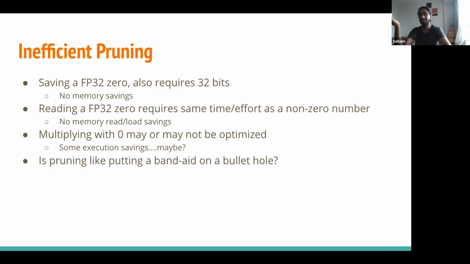I was talking with Archana a few days ago, telling her all of this, and she said, so is pruning just like putting a band-aid on a bullet hole? Does pruning actually help anywhere? Does it actually do anything? Because if saving the weights as 0 doesn't save memory, then it's not doing anything. If I still have to read and load that memory, then it's not giving me any savings. And if my hardware is not optimized for 0 multiplication, then that's not saving me anything either. So does pruning actually do anything?